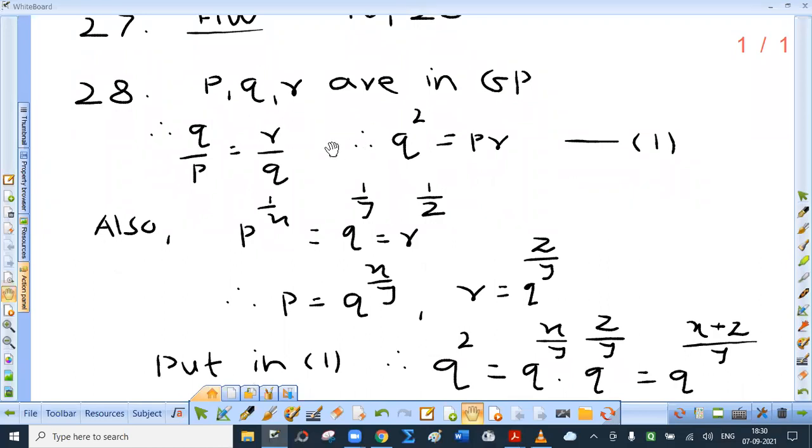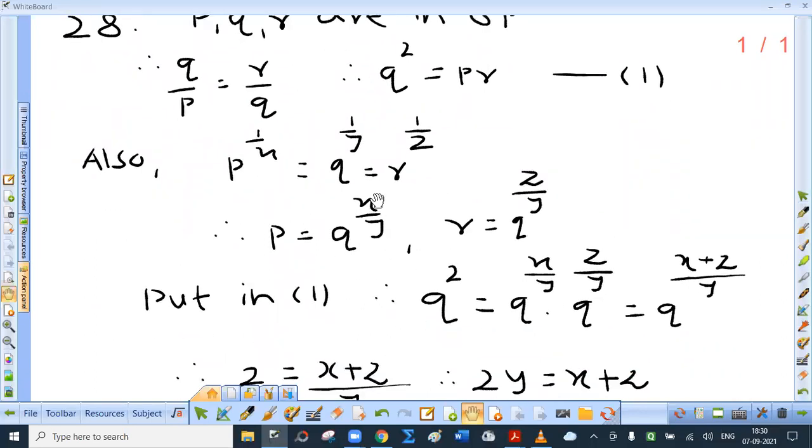See, we should try to get relation between X, Y, Z. For that, we have to eliminate P, Q, R. And therefore, I express both P and R in terms of Q. Q will be eliminated, right? Now, P raised to 1 upon X is Q raised to 1 upon Y, taking X power for these two. So, P raised to 1 upon X raised to X is P. Q raised to 1 upon Y raised to X. See, that is why I have written P equal to Q raised to X upon Y. Similarly, R equal to what? Q raised to Z upon Y.